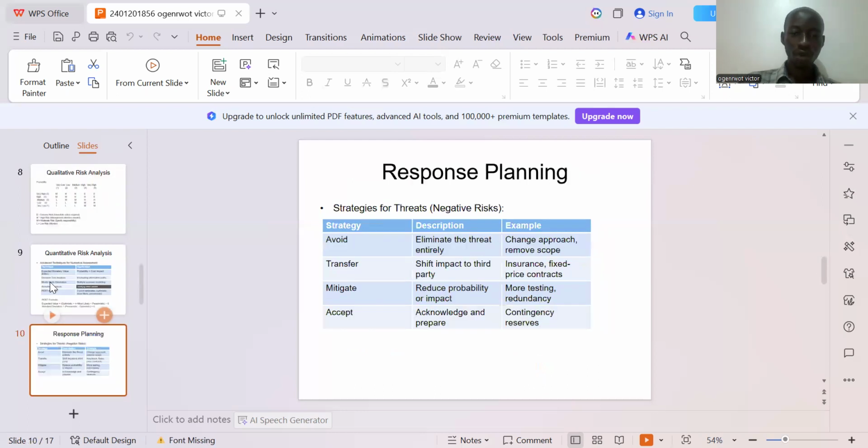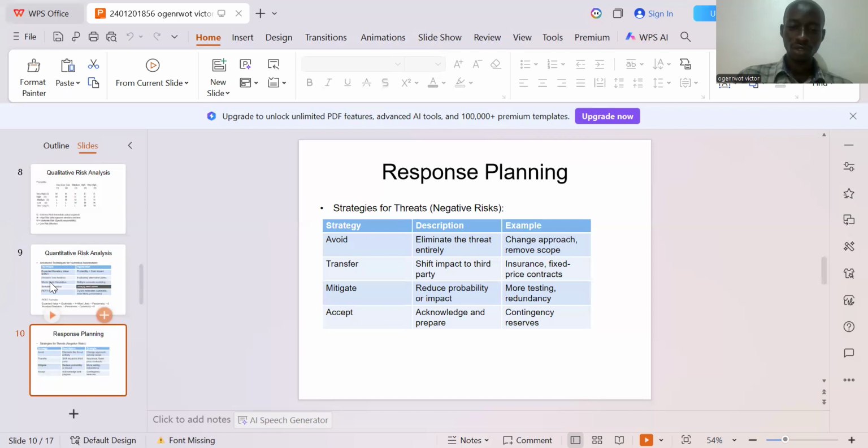So how do we respond? Response planning. There are two types of response planning: strategies for threats, the negative risks, and strategies for the positive risks. When you look at avoiding, you eliminate the threat entirely. An example is removing an approach or removing a scope. You transfer, you shift it to a third party.